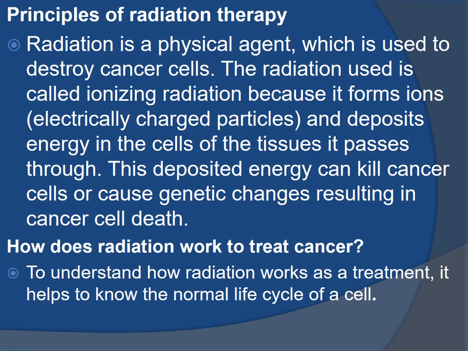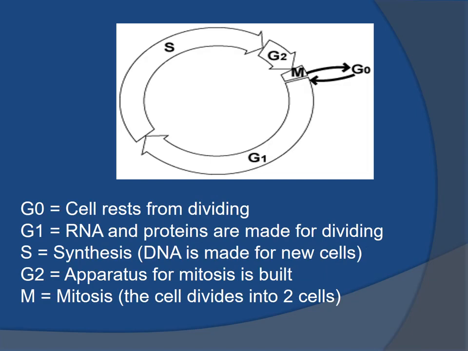How does radiation work to treat cancer? To know how radiation can kill cancer, you should first understand the normal life cycle of the cell. In this cycle, G0: the cell rests from division. G1: RNA and proteins are made for division. S, synthesis: DNA is made for new cells. G2: the apparatus for mitosis is built. M: mitosis.